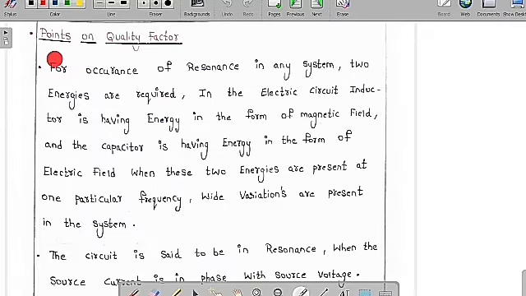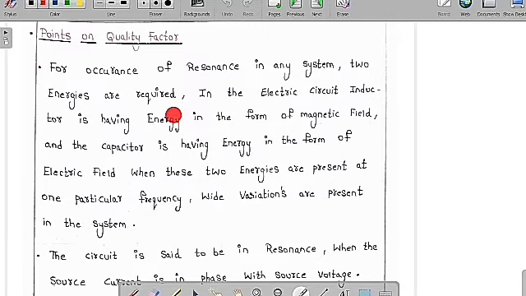So now we are going to study some important points on the quality factor. For occurrence of resonance in any system, two energies are required. See, in order for resonance in a circuit, definitely two energy storage elements are required. One is inductive and the other is capacitive. Then only we can say the resonance is going to occur. If there are two energy storage elements, then only we are going to get the resonance.